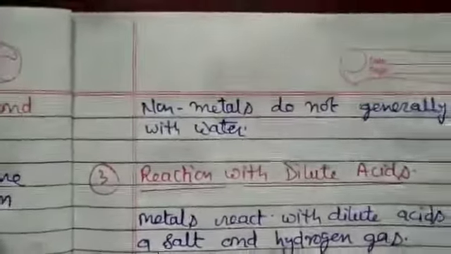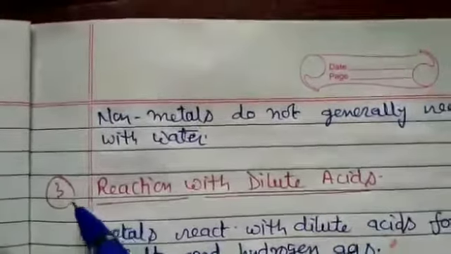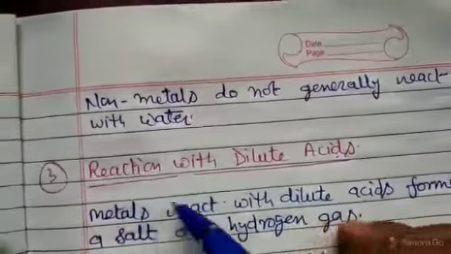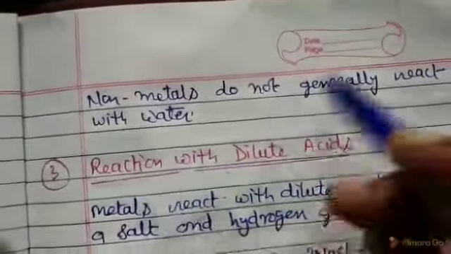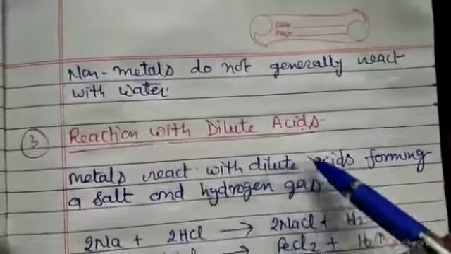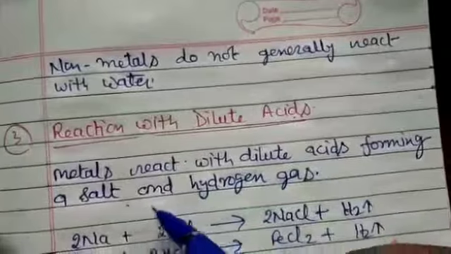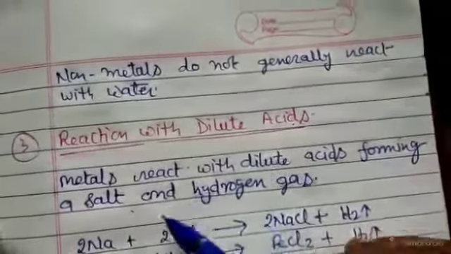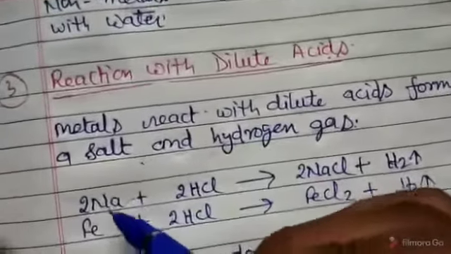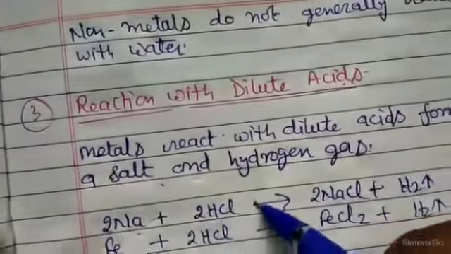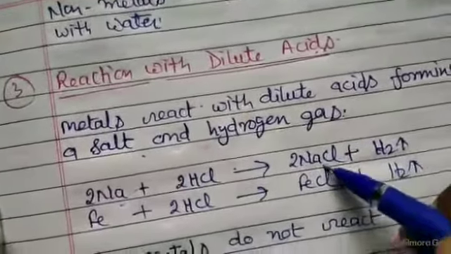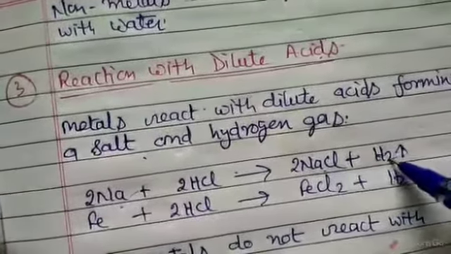Next here, what happens when metals react with dilute acids? What will happen if a metal reacts with an acid, beta? Metals react with dilute acid forming salt and hydrogen gas. For example, if sodium metal reacts with HCl, hydrochloric acid, it will form sodium chloride and hydrogen gas.